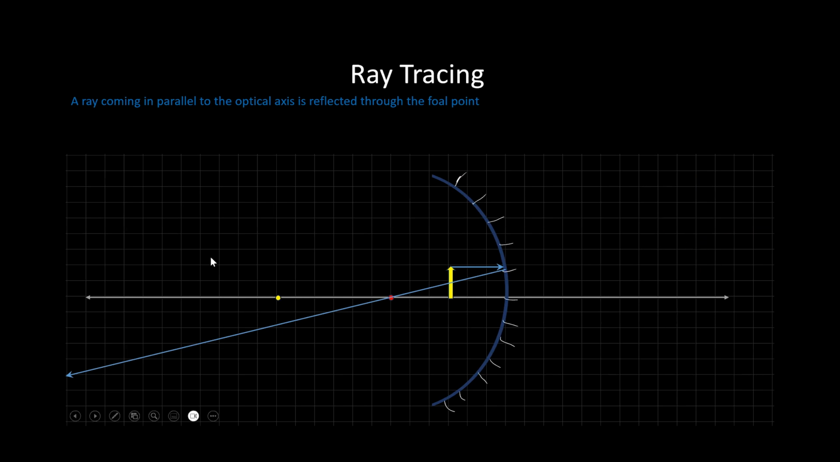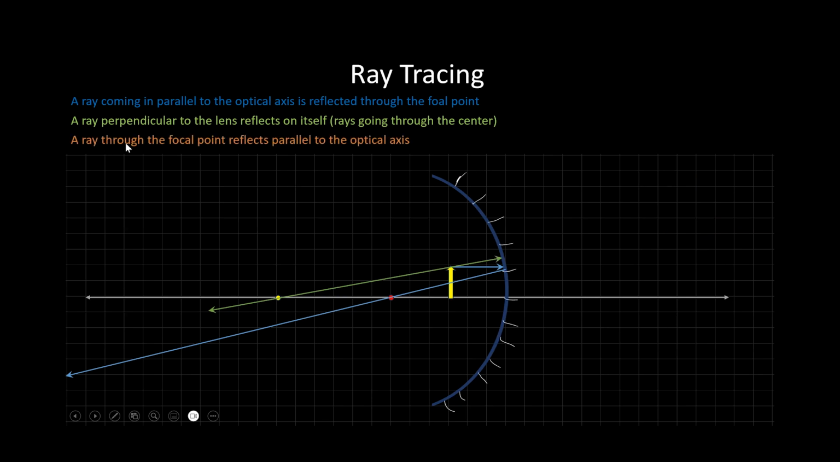Okay, no big deal. Now we have a ray perpendicular to the mirror, which reflects on itself. So here it is, reflects on itself. And one going through the focal point reflects parallel. So one appears, again, to go through the focal point. I couldn't get it to go down exactly. It goes up parallel. It's tough sometimes to do these drawings using the computer. But these are the 3 principal rays.